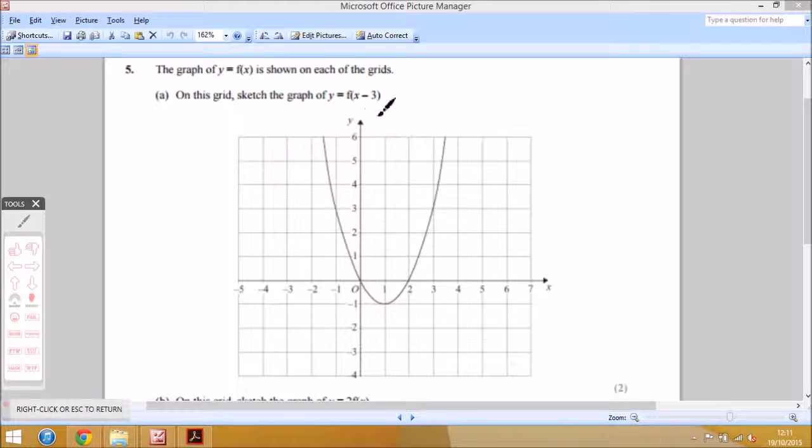So this is our original function, y is equal to f(x). This is our function of x, and what we need to do is transform it by y is equal to f(x minus 3). Okay, so the key to the graph transformation questions is those laws. There are 4 laws, and two of those laws I'll just show you now.